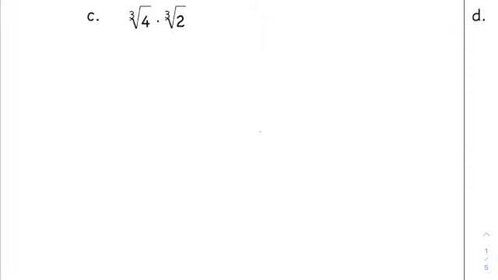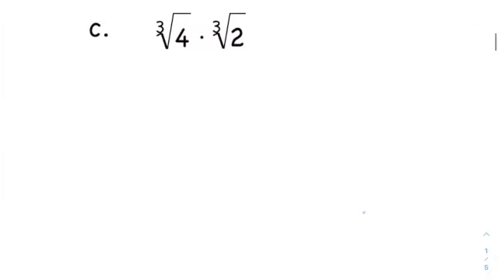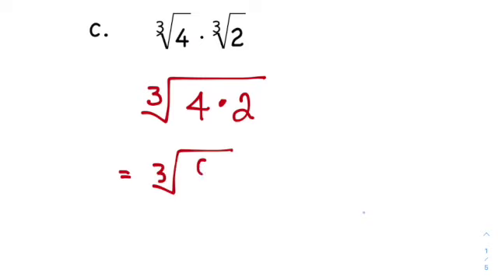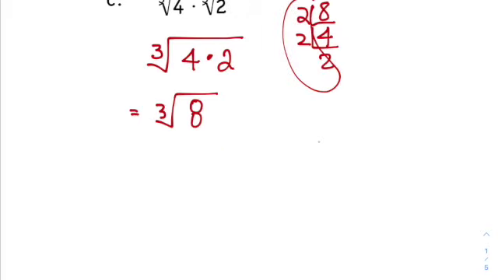Please try letter C. Now keeping in mind the index number is 3. You must still multiply the same thing. 3, I will do 4 times 2 equals cube root of 8. Now you want to take the 8 and break it down. 2, 4, 2, 2. I have a triplet of 2. That's your answer. Next example.